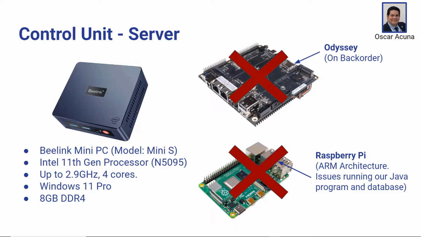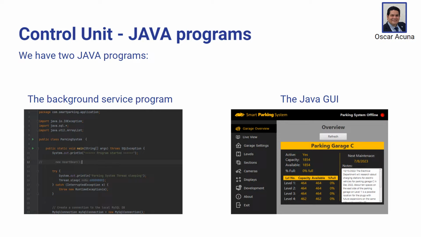Let's talk about the server now. Initially we had to choose a Raspberry Pi as our server because the Odyssey was on back order. However, we started having issues with our Java program running on the Raspberry Pi, running our database, and overall configuring the Raspberry Pi. Therefore, we switched to this mini PC that has an Intel processor and where our Java program and database run smoothly. In addition to hosting the database, the server also runs the Java programs.